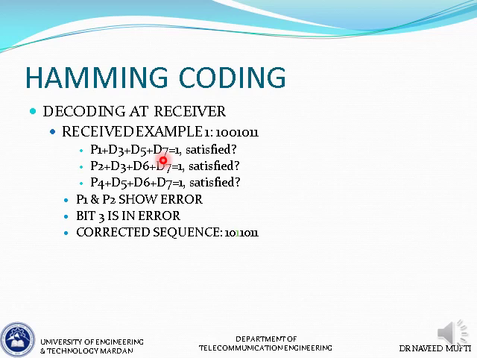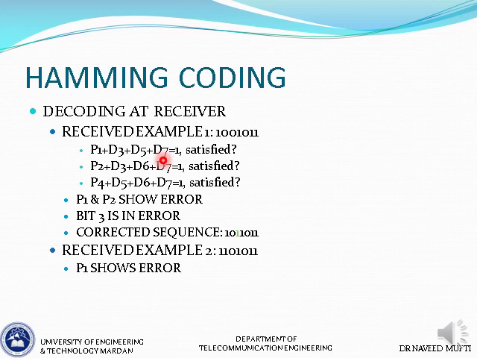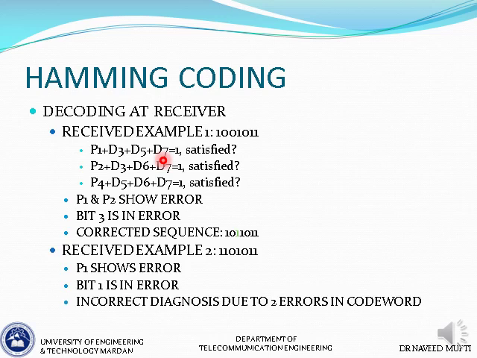So let us consider another example. Let us say that this is what we receive. Okay, so we perform a similar check. Our P1's equation shows an error only, so that means bit 1 is in error, so it changes it, but this was an incorrect diagnosis. The receiver wrongly identified the bit in error because there were two errors in the code word.